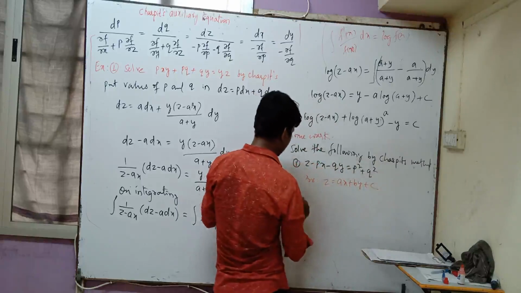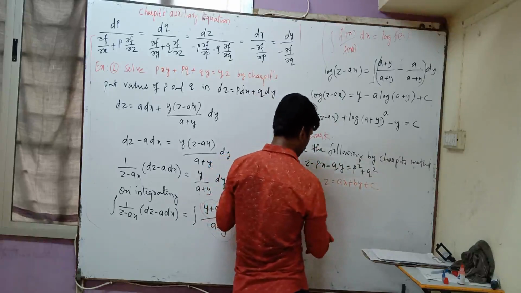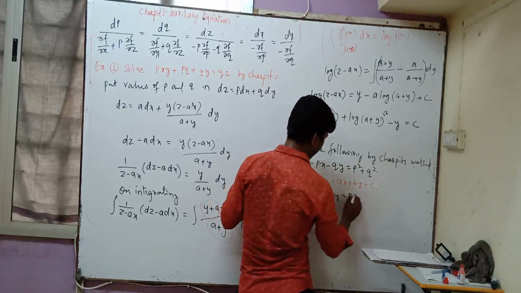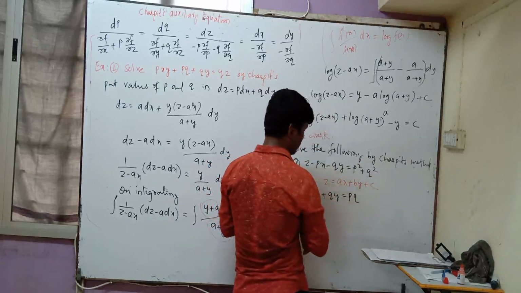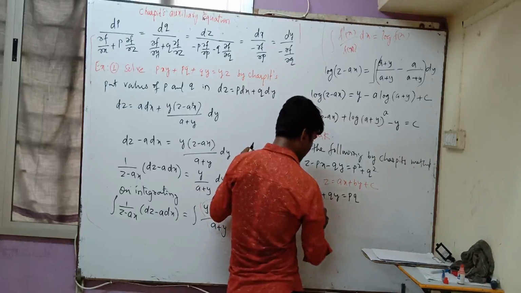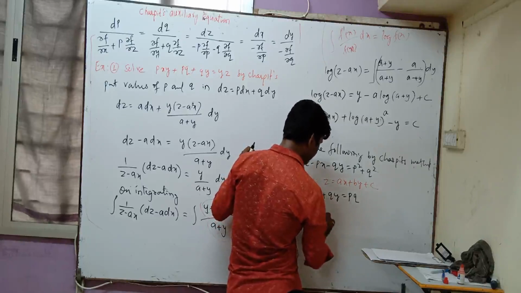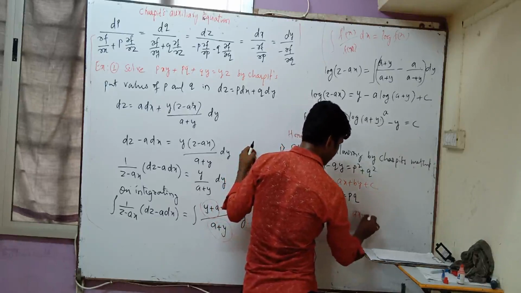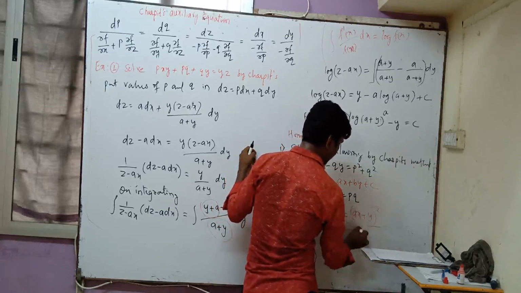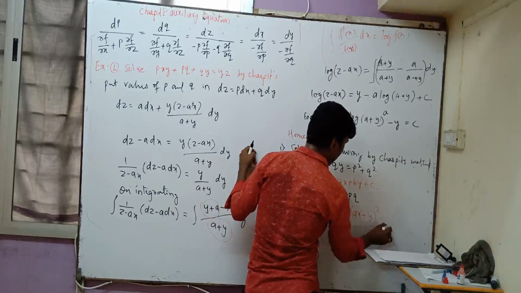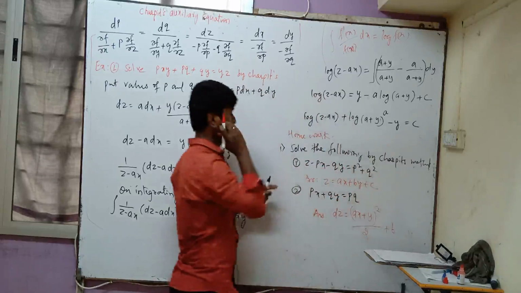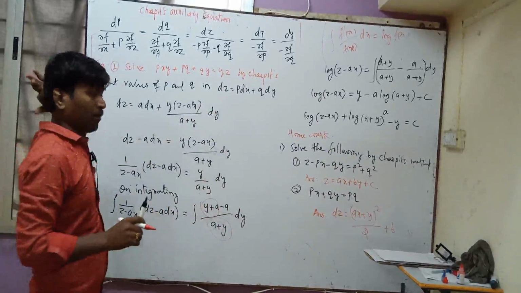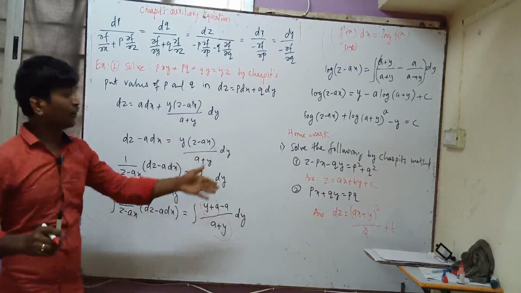And the second question is: solve px plus qy is equal to pq. This is an important problem in Charpit's method. Its answer is z is equal to (ax plus y) whole square divided by 2 plus b. So these two are the homeworks. I hope you don't have any doubt here. This is a very simple problem. Like this, you have to do it at home.